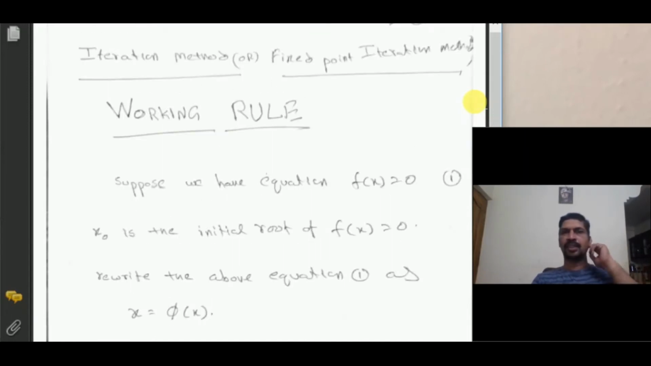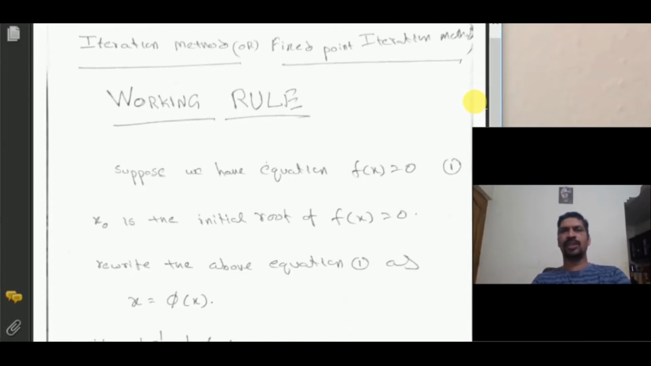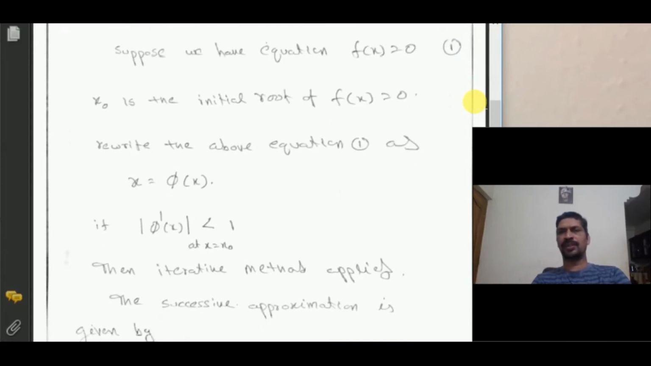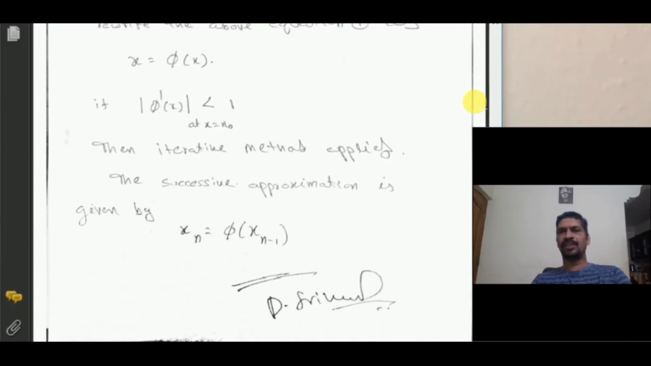Once again, suppose we have the equation f of x equal to 0. x naught is the initial root of f of x equal to 0. How will we compute x naught? For one value f of x is positive, for some other x value it is negative. The root lies between those two. We will consider a value in between those two values. Rewrite the equation as x equal to phi of x. If phi dash of x is less than 1 at x equal to x naught, then this method can be applied. We will see this in detail at the time of explaining the problems.